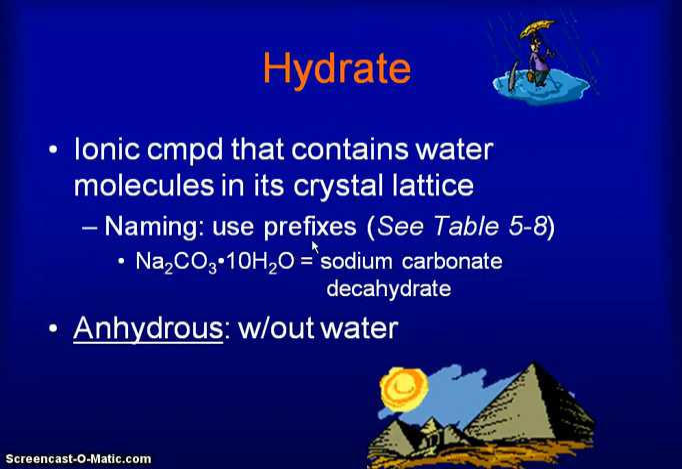Now what we're going to do in lab is we're going to heat up our hydrate and try to remove all the water from that crystal lattice structure. Now once we remove that water, we now refer to it as anhydrous, which means that it does not have water anymore. So the anhydrous version is just this part, just this sodium carbonate.